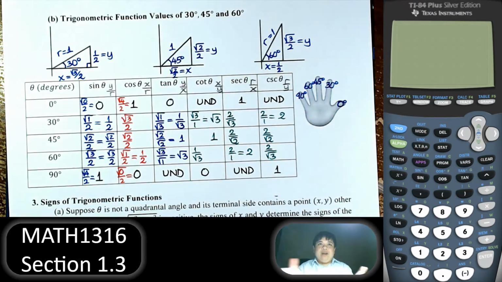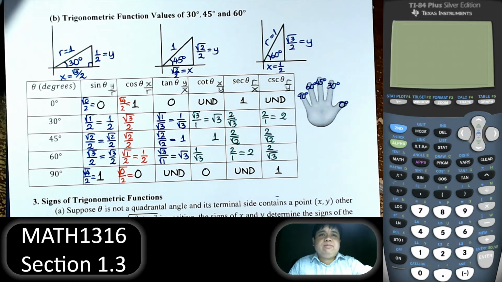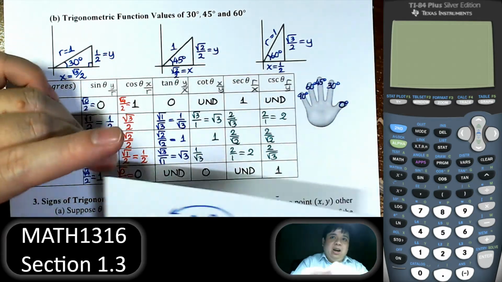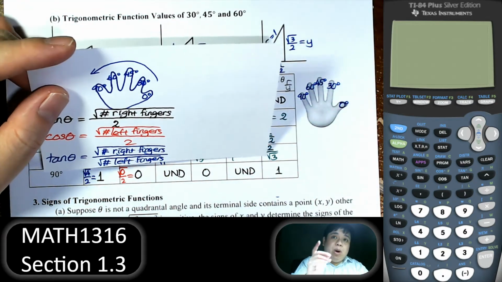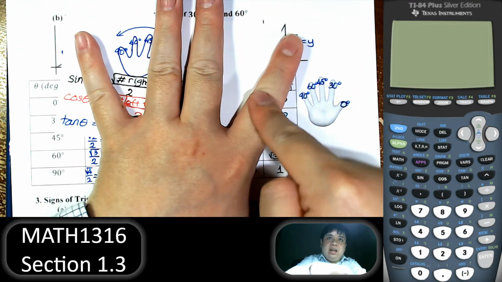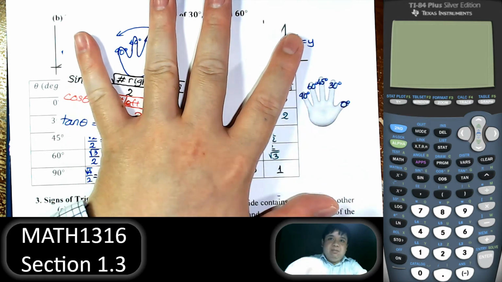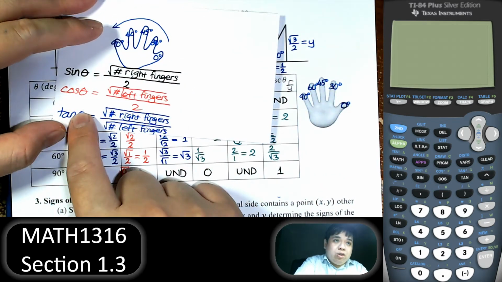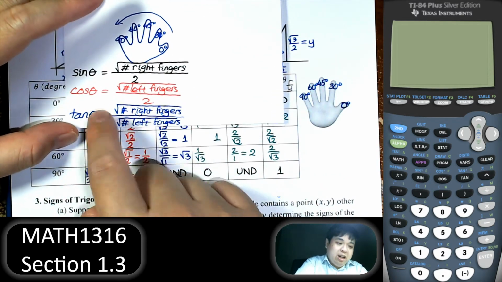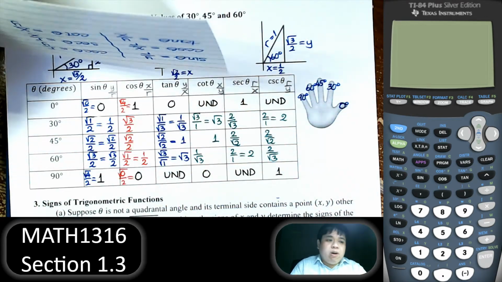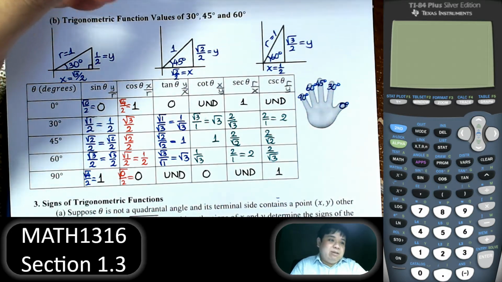Yeah, so with that we have our table. So again, the hand trick should be handy. Left hand or right hand, it doesn't matter. What matters is the angles go counterclockwise: 0, 30, 45, 60, and 90. And then sine is the square root of the right number of fingers divided by 2. Cosine is the square root of the left fingers divided by 2. Tangent is that. So this trick I found on the internet. There may be some more, but I think this is handy enough.